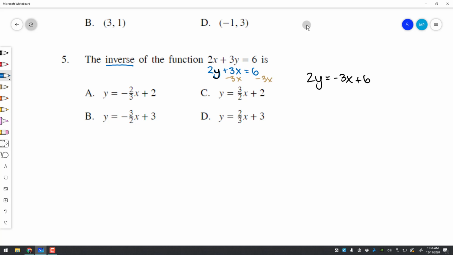And divide everything by 2. And we have a choice. We could make this side one large fraction, which, looking at all my answers, it looks like that's not what the authors did with this question. Or we can make sure that all terms are divided by 2. I think that's the option we're going to go with here. So we end up with negative 3 halves x, and 6 over 2 is 3. Negative 3 halves x plus 3. B is 5.